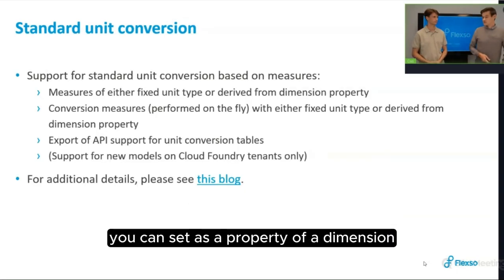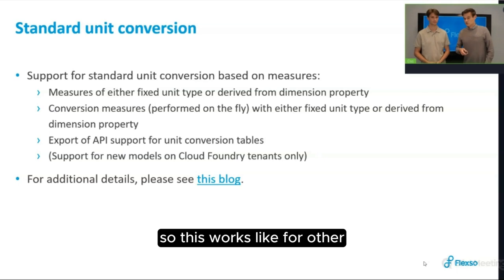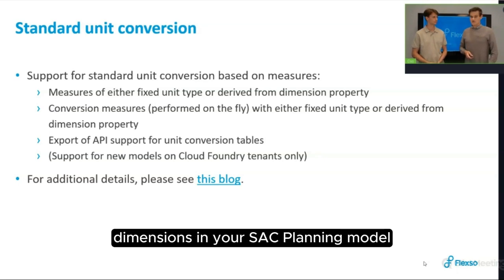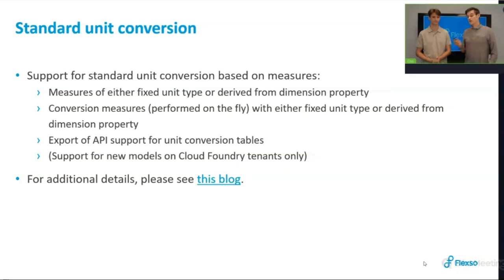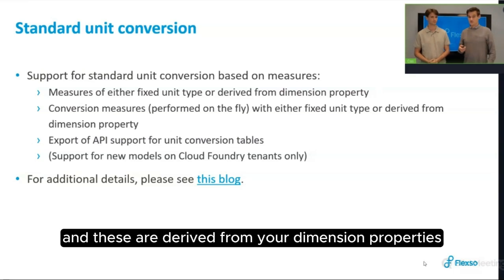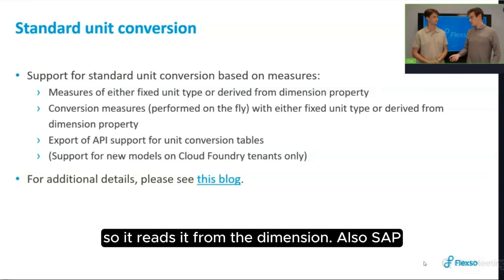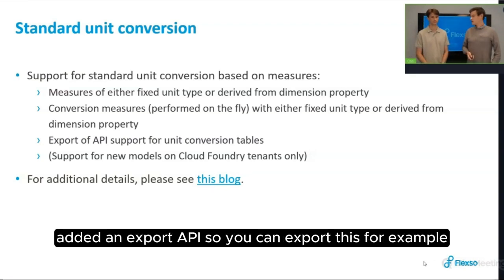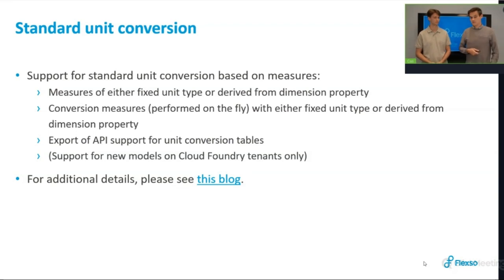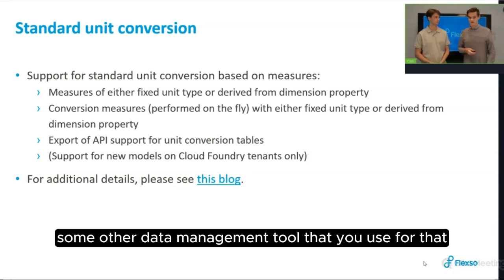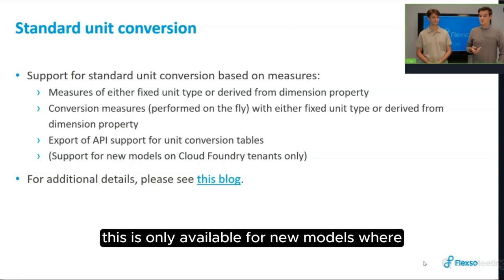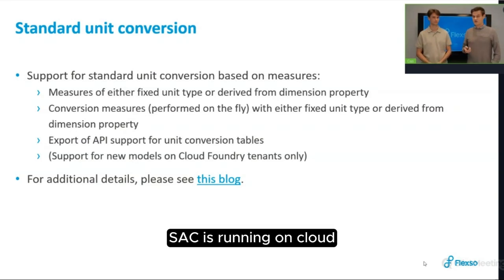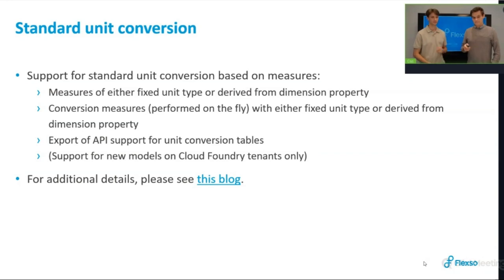These measures you can set as a property of a dimension. So this works like for other dimensions in your SAC planning story model. And these are derived from your dimension properties, so it reads it from the dimension. Also, SAP added an export API. So you can export this, for example, to your SAP Datasphere tenant or some other data management tool that you use for that. But be aware, this is only available for new models where the SAC is running on Cloud Foundry.